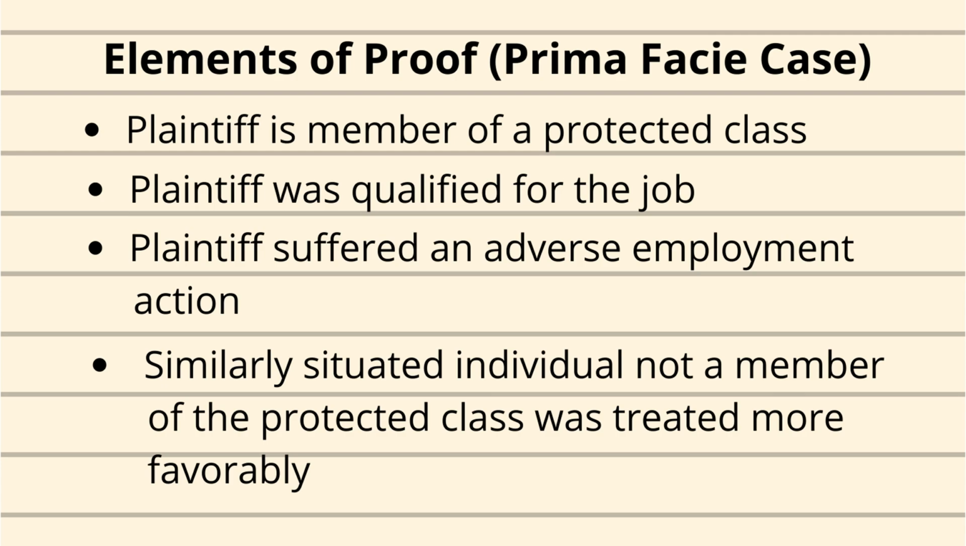The 4th one is a similarly situated individual, not a member of the protected class, was treated more favorably. Now, let's assume that the member of the protected class is an older individual, let's say 60 years old. And the other members who you claim discriminated against you because of your age, they must be under the age requirement, right? Which is under 40.